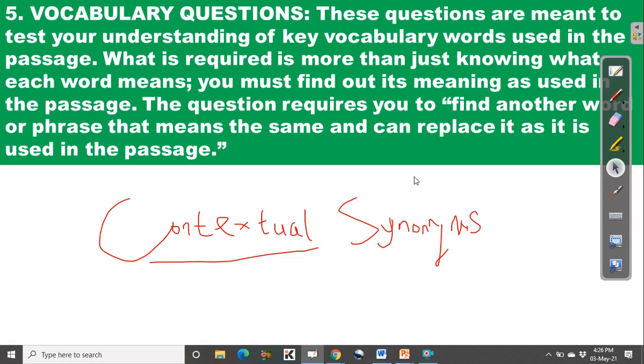What is required here is more than just knowing what each word means. You must find out its meaning as used in the passage. That is what makes it contextual. The question requires you to find another word or phrase that means the same and can replace it as it is used in the passage. So that is why I call it contextual synonyms.